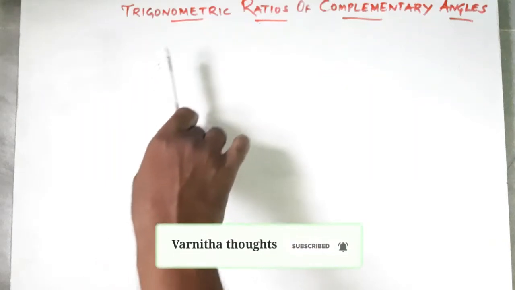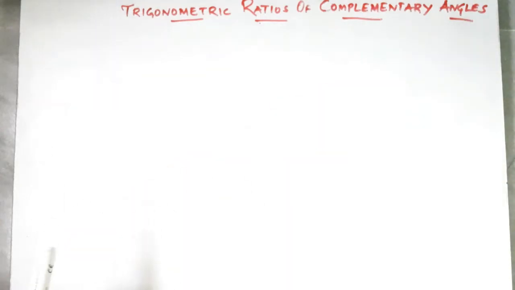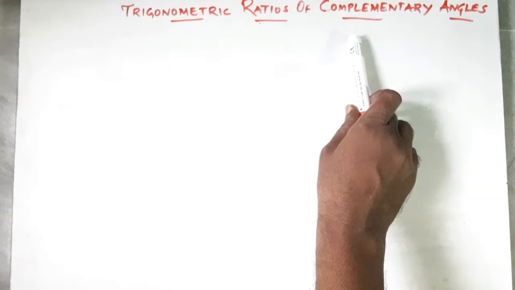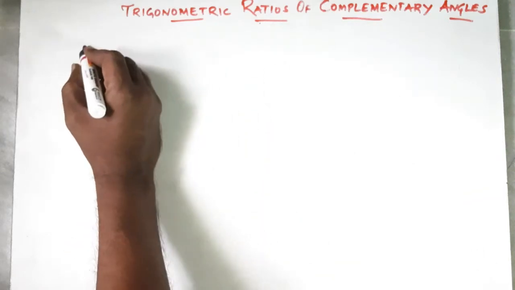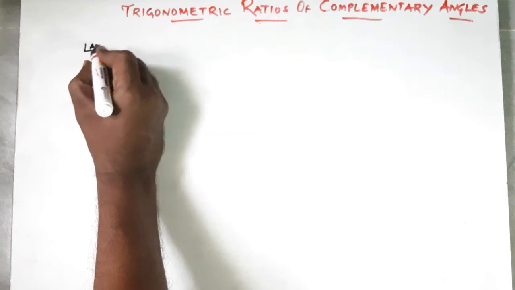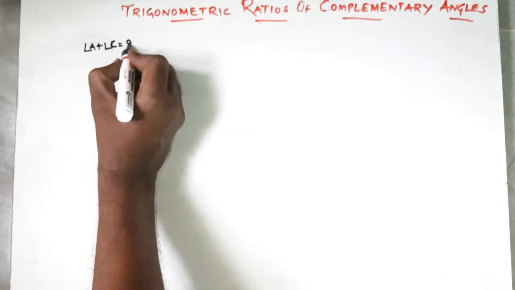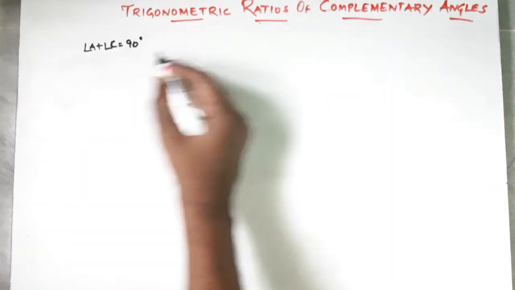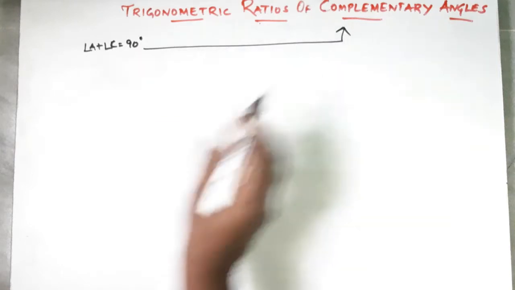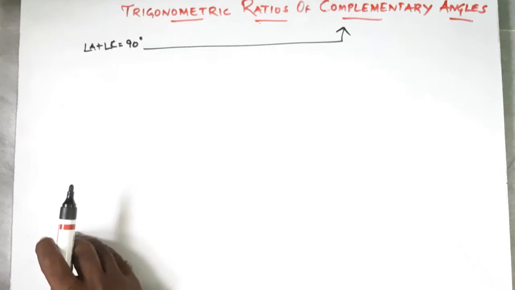Today's topic is trigonometric ratios of complementary angles. What do you mean by a complementary angle? A complementary angle is nothing but the sum of two angles. If the sum of two angles is equal to 90 degrees, then they are said to be complementary angles.